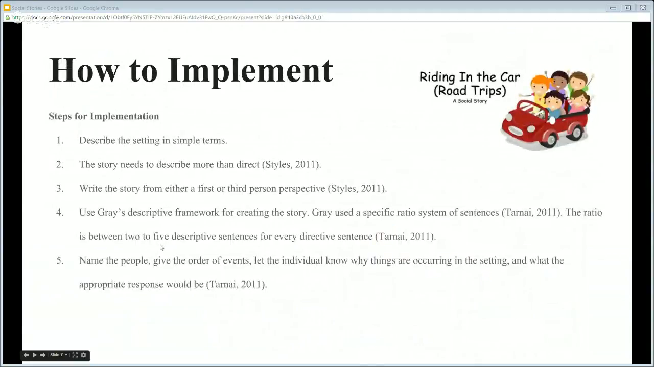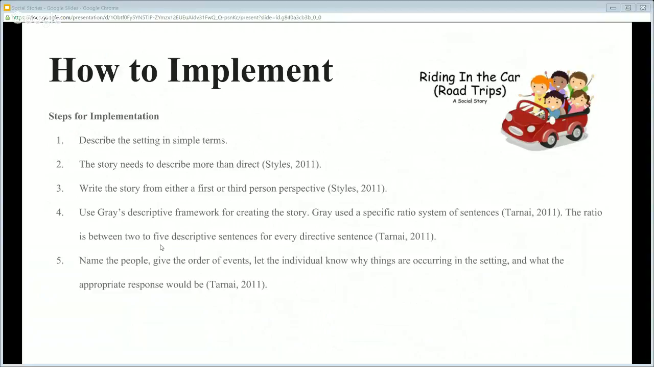So there are many steps to implement social stories and how to write them. We want to make sure that we are describing the setting in very simple terms, using simple language. The story needs to describe more of what's going on than directing them on what to do. We also want to write the story from either a first or third person perspective. Make sure that you're using Gray's descriptive framework for writing the story.